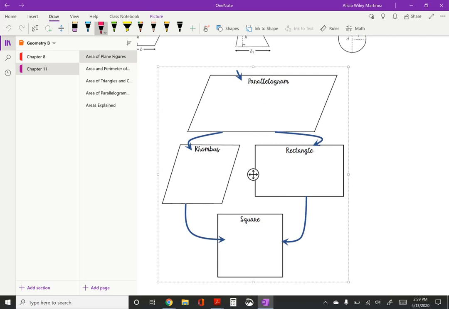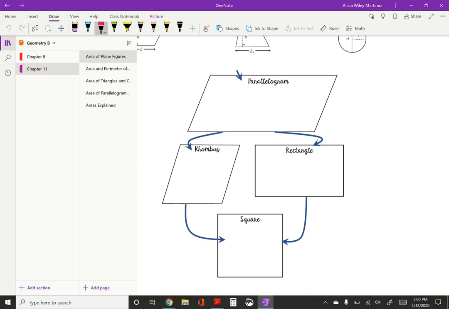We can see here that in the family of quadrilaterals there is a direct relationship between a parallelogram and a rectangle and a rhombus and even the square. As we go down this flow chart, they have the same characteristics, but the characteristics become more precise as you go down this flow chart.